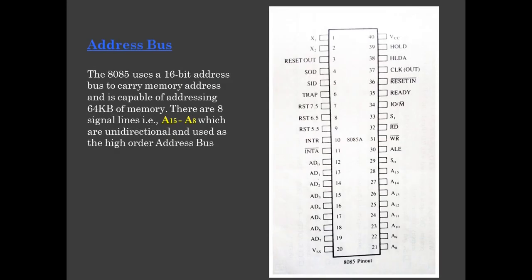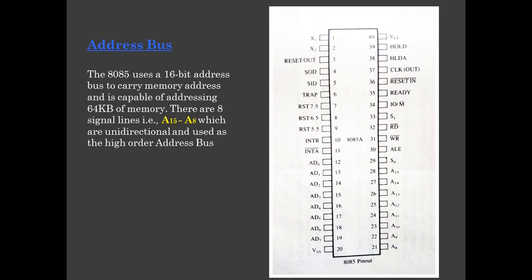The first one is the address bus. We know that a bus is a set of parallel lines over which data travel inside a microprocessor, and therefore address bus is a group of wires which carries address only. 8085 uses a 16-bit address bus to carry memory address and is capable of addressing 64 KB of memory.